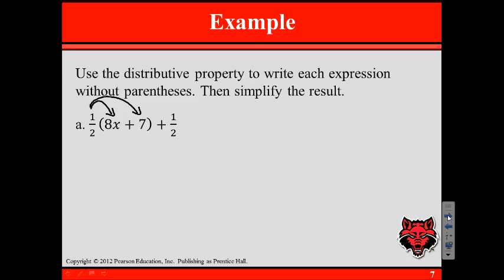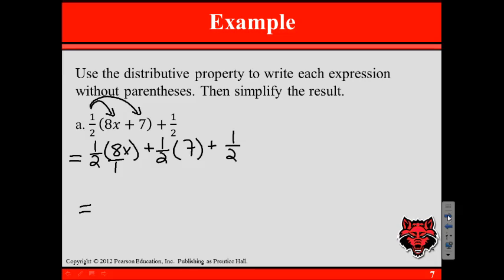So let's write our new factors, our new products. We have 1/2 times 8x plus 1/2 times 7 plus, we bring down the 1/2. Now we need to simplify each of our products. In order to do that, I have 1/2 times 8, a whole number. Let's change 8 to a fraction. We can do that by writing 8 over 1.